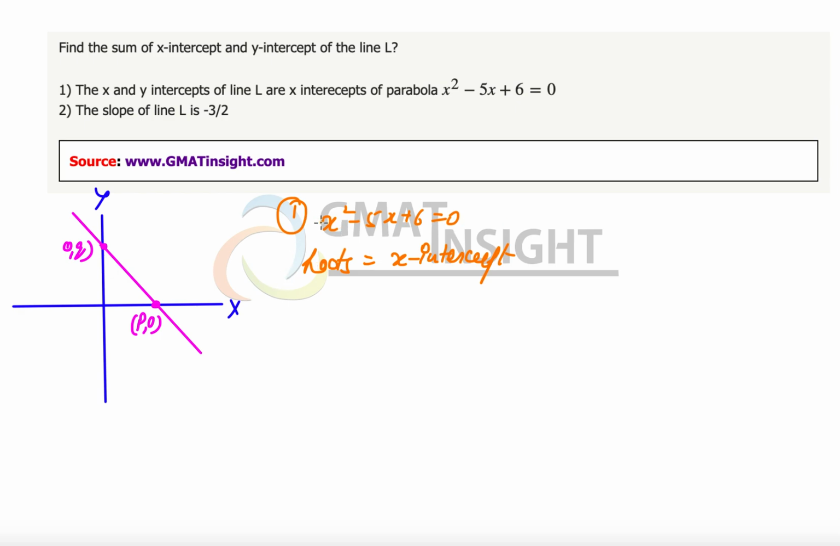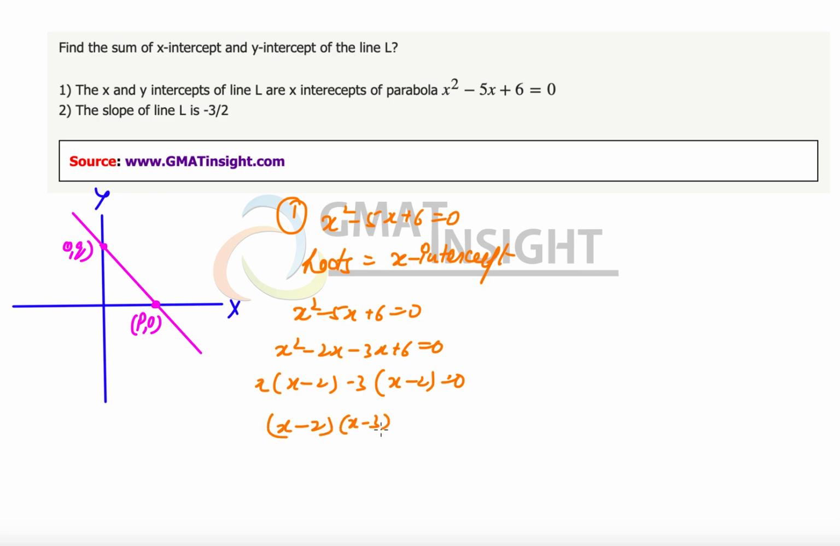Let's quickly factorize this equation. So x square minus 5x plus 6 is equal to 0 can be factorized as x square minus 2x minus 3x plus 6 is equal to 0. If we take x common, x minus 2, minus 3 common, x minus 2 is equal to 0. So finally we have x minus 2 times x minus 3 is equal to 0.